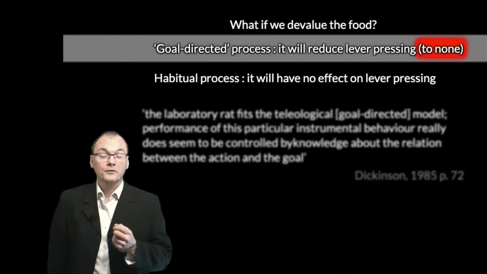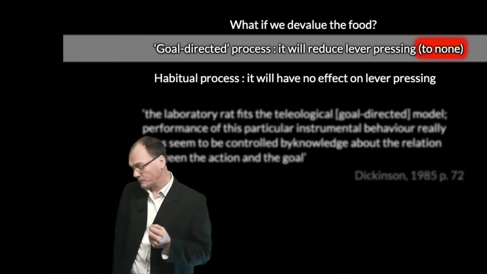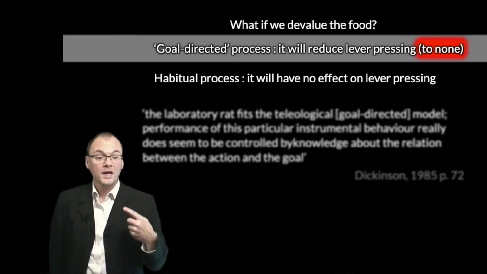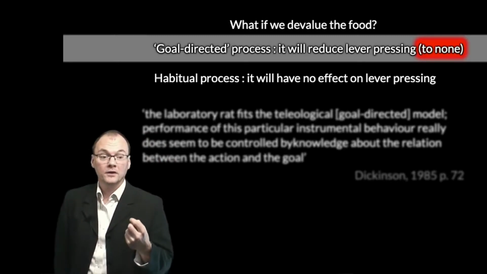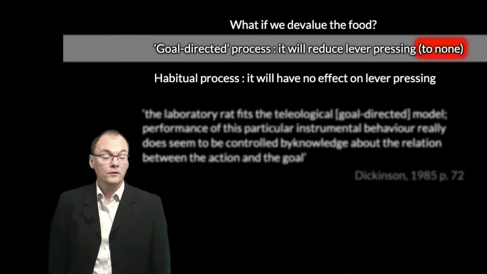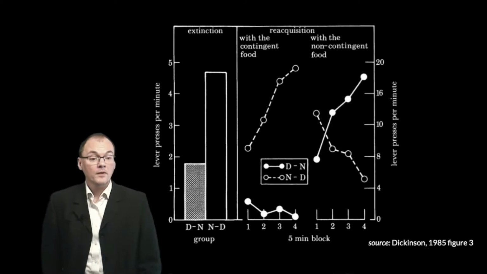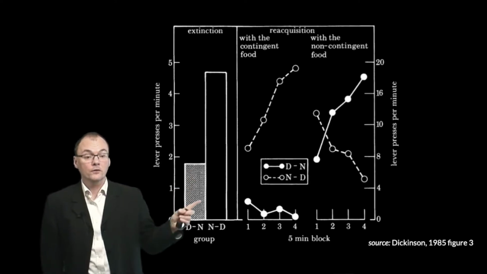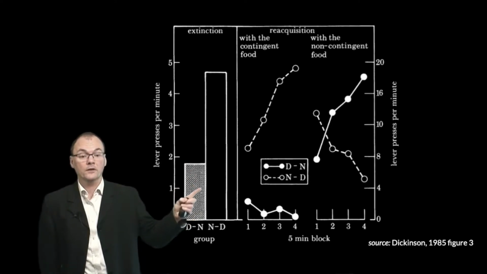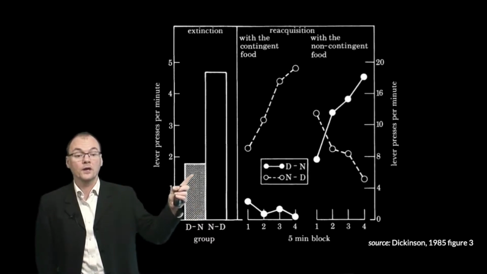But there's a catch, right? Maybe you've already seen this catch. The hypothesis that the action is guided by the goal-directed process predicts that the lever pressing should be reduced to none. But the lever pressing is not reduced to none, right? In the extinction phase here, you can see that they're pressing it twice a minute.